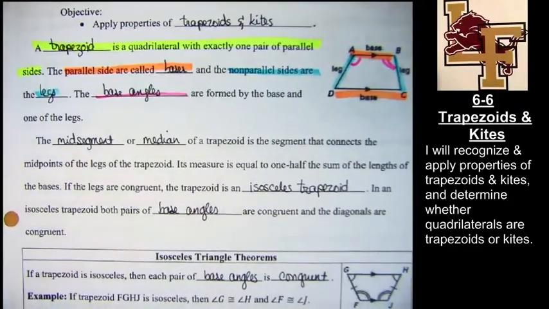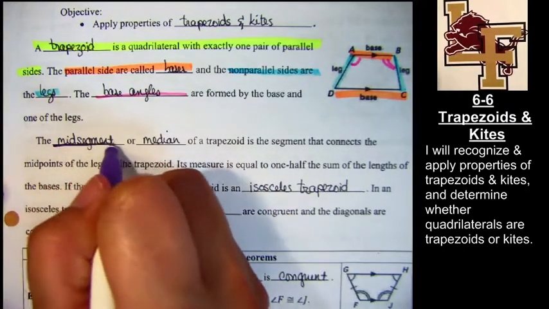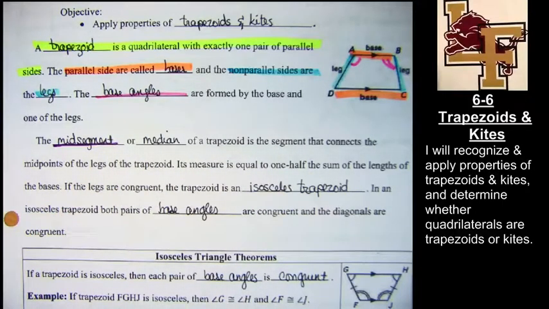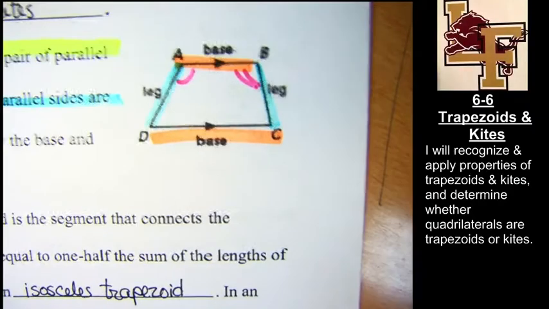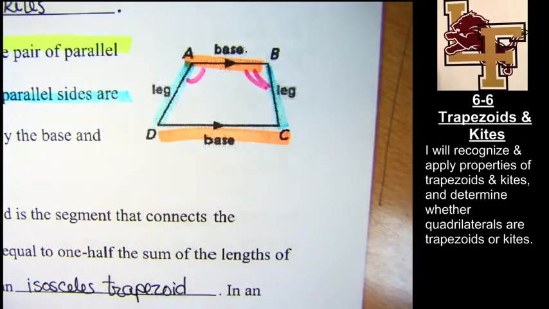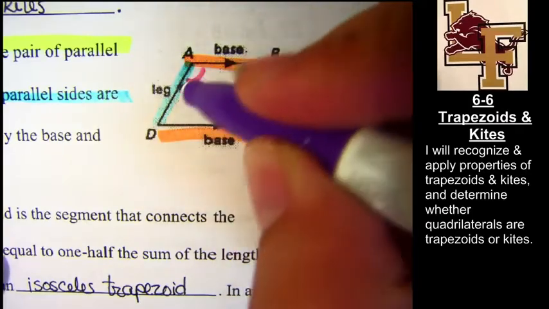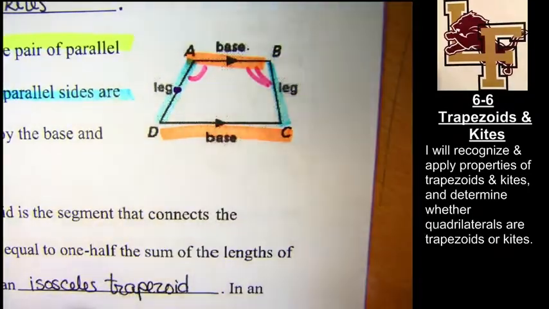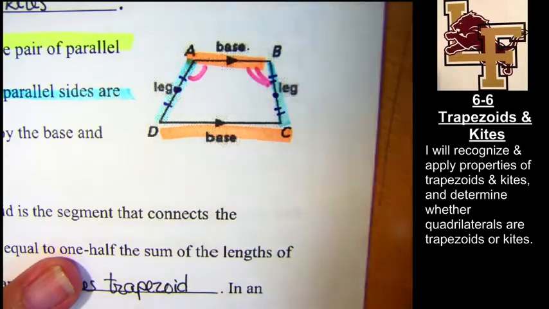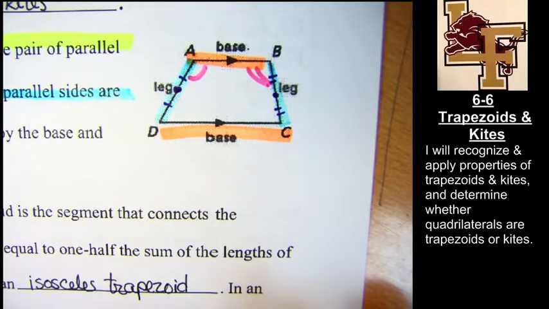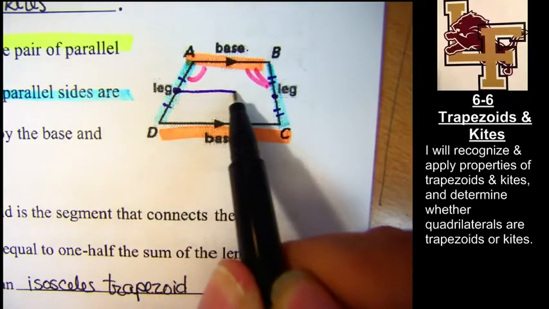We can create a special segment inside of our trapezoid. It's called the mid-segment, sometimes called the median, but I'm going to stick with mid-segment. The mid-segment is the segment that connects the midpoints of the legs. So I'm going to go to this leg, and I'm going to pick the point right in the middle, okay? And I'm going to mark it. It's in the middle. And then I'm going to go to the other leg, and I'm going to pick a point that's right in the middle of that leg, okay? So those are both midpoints. I'm going to draw a line connecting those midpoints.